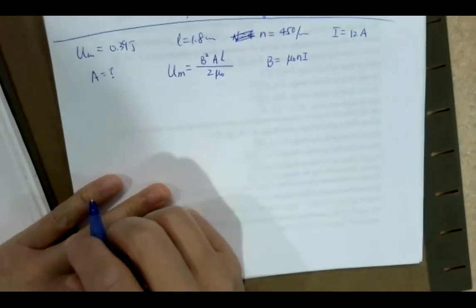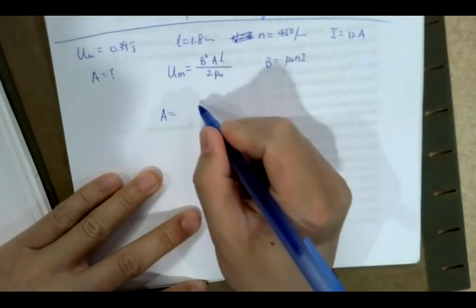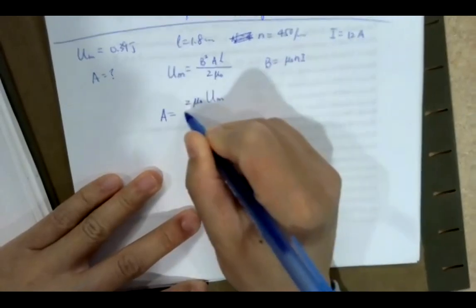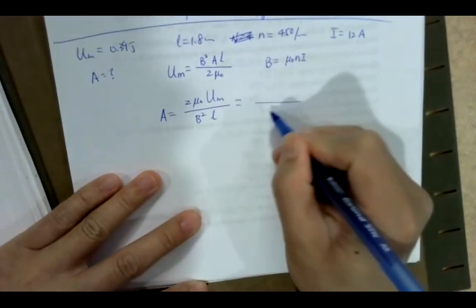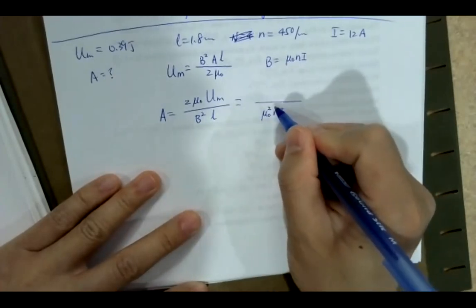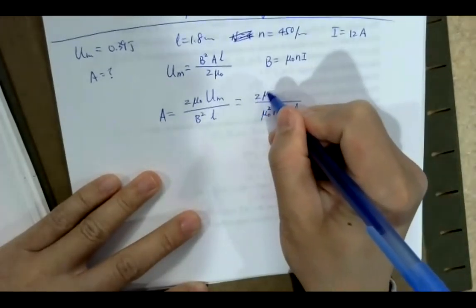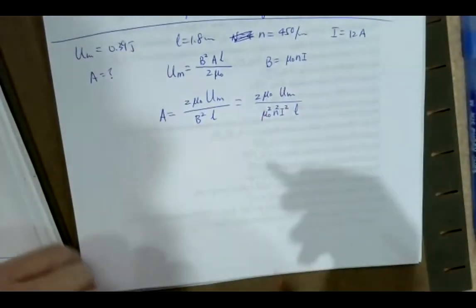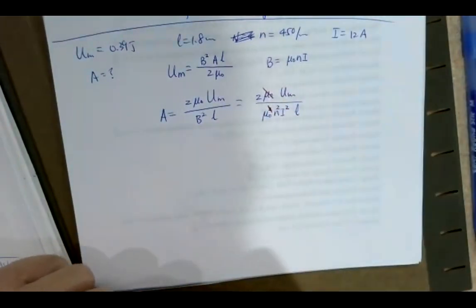All right, so let's take a look here. You're looking for A, so you can rearrange the terms. A is going to be equal to 2 mu naught times U divided by B squared over L, and B is equal to mu naught n I. If you square it, it becomes mu naught squared n squared I squared times L. There's a cancellation of mu naught and this square.